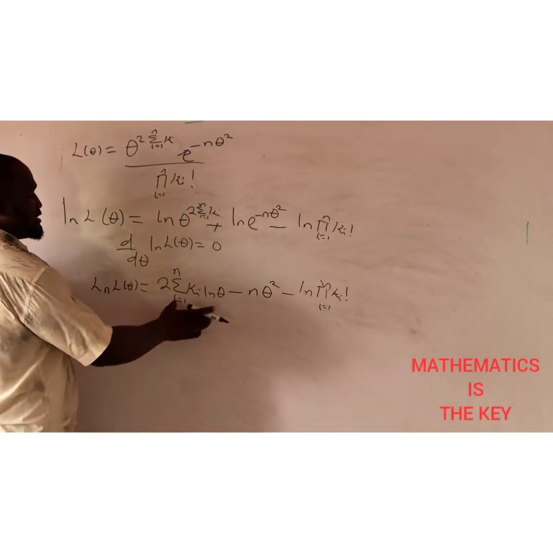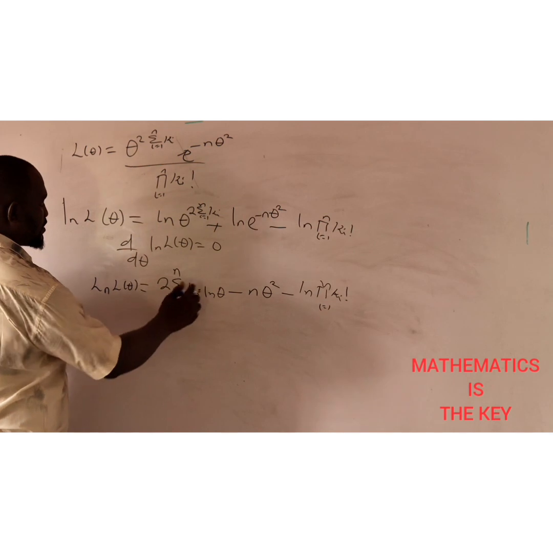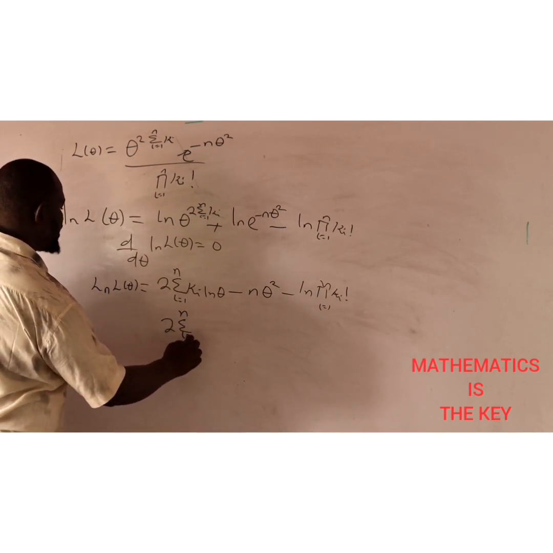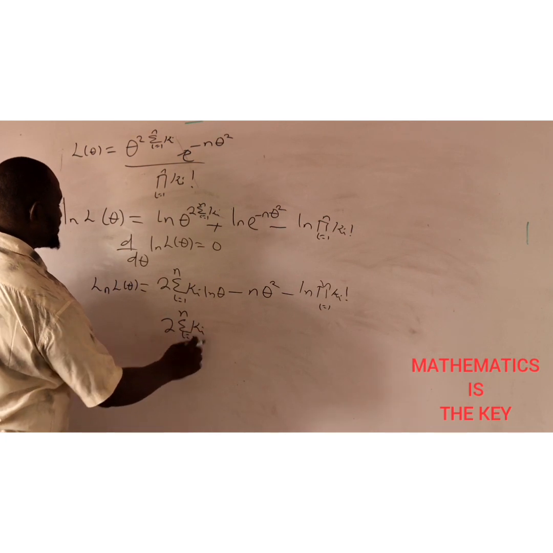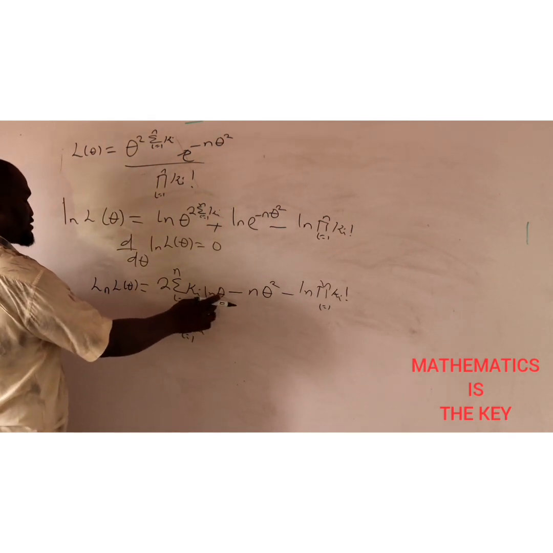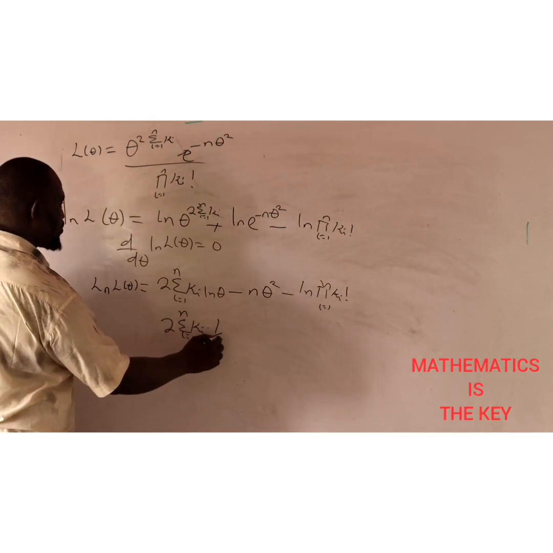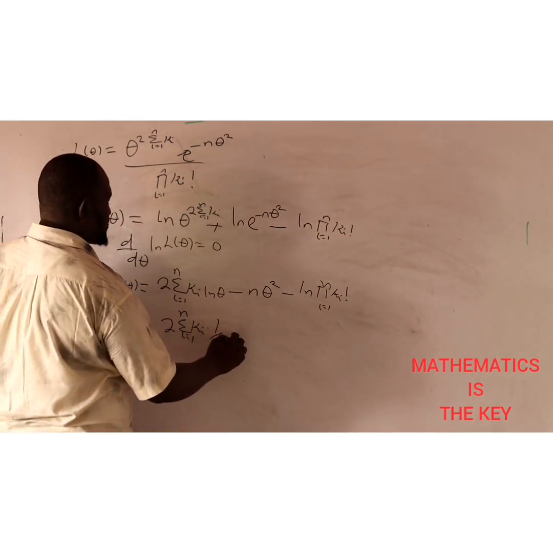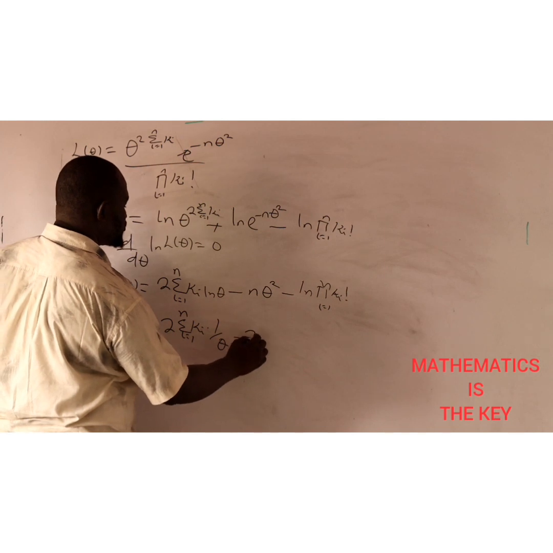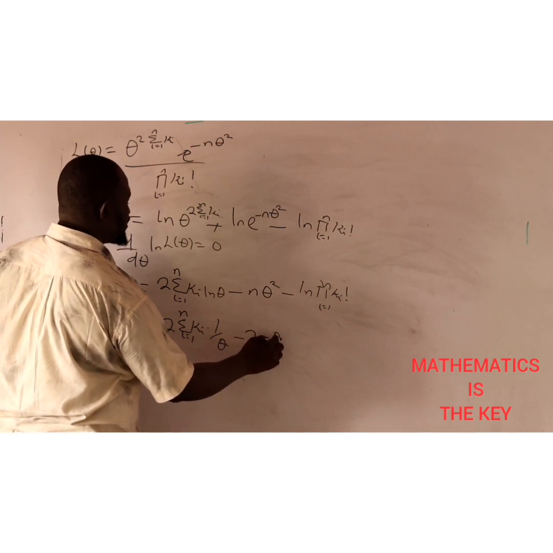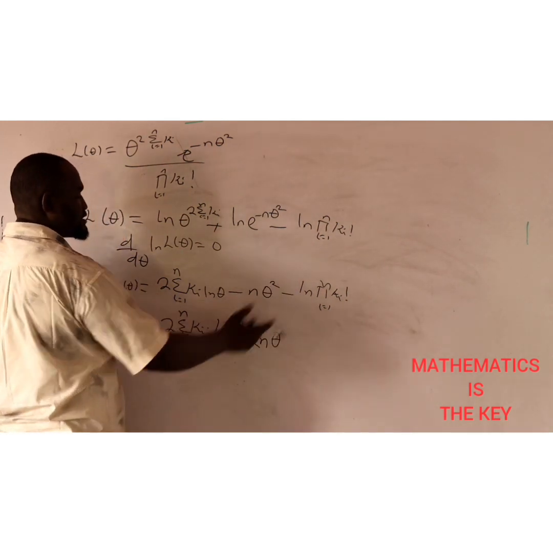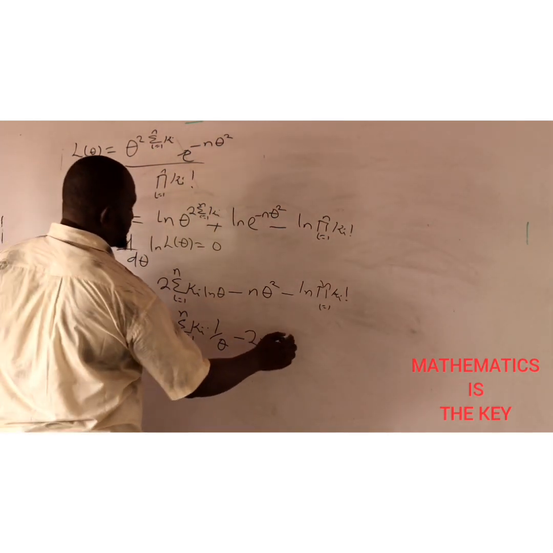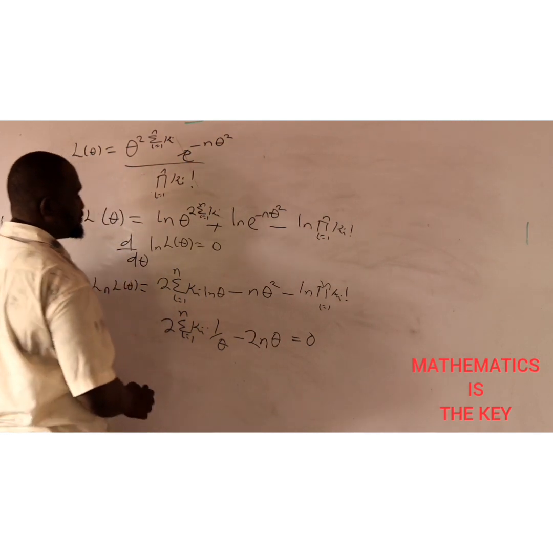Differentiating this and equating to 0, here we are going to have 2 summation to n of i equals 1 of ki, which is a constant. The derivative of ln theta is 1 over theta. Differentiating this, the power will now multiply the function, 2n theta, power reduced by 1, so you have theta, and this is a constant. The derivative is 0, and we equate them all to 0.